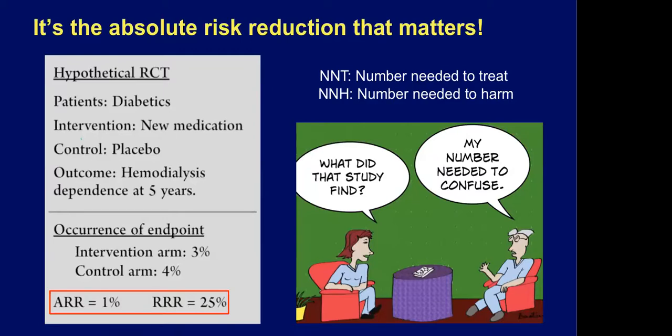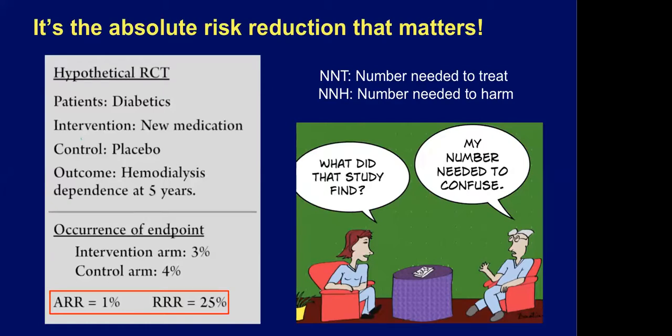Now, there are two very different ways of expressing results. One is called the relative risk. The other is called the absolute risk, right? Now, relative risks are always a little inflated in terms of the numbers, while absolute risks tell you the truth, right? Here, we are looking at an endpoint which occurred in 3% of the intervention arm and 4% of the control arm. So the difference in terms is 1%.